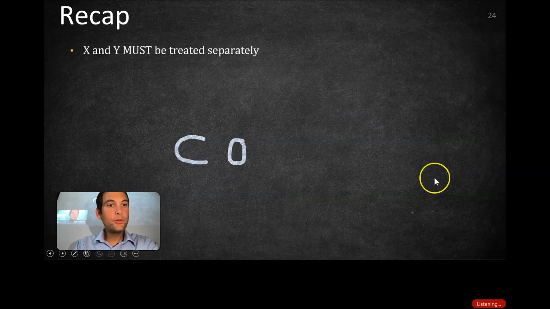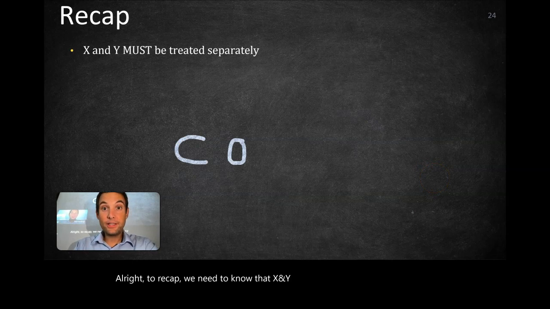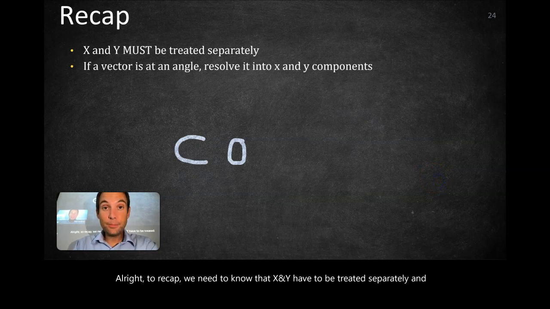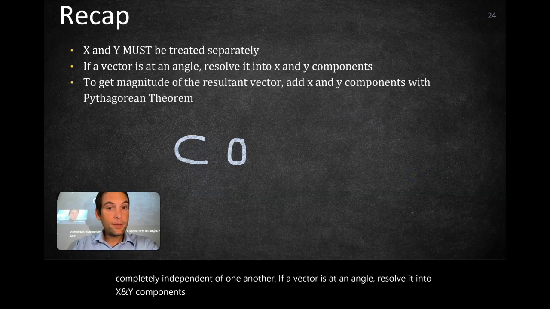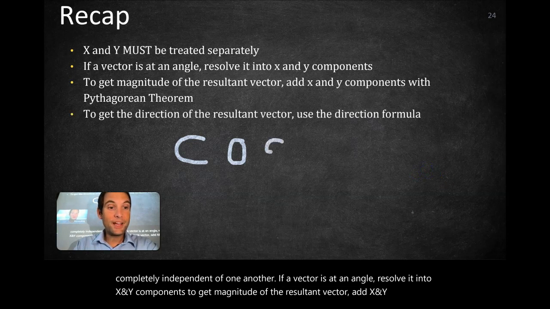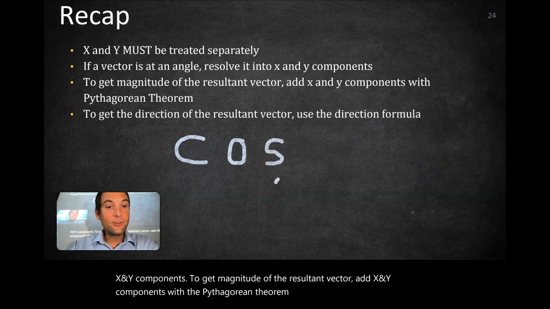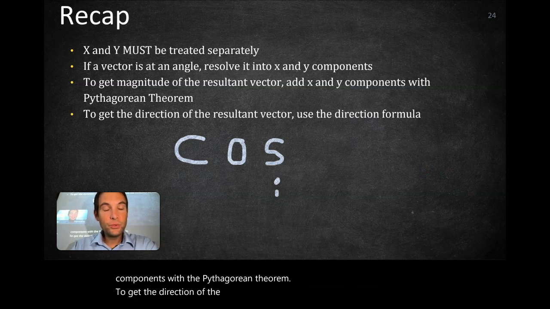All right, to recap, we need to know that x and y have to be treated separately and completely independent of one another. If a vector is at an angle, resolve it into x and y components. To get the magnitude of the resultant vector, add the x and y components with the Pythagorean theorem. To get the direction of the resultant vector, use that direction formula.